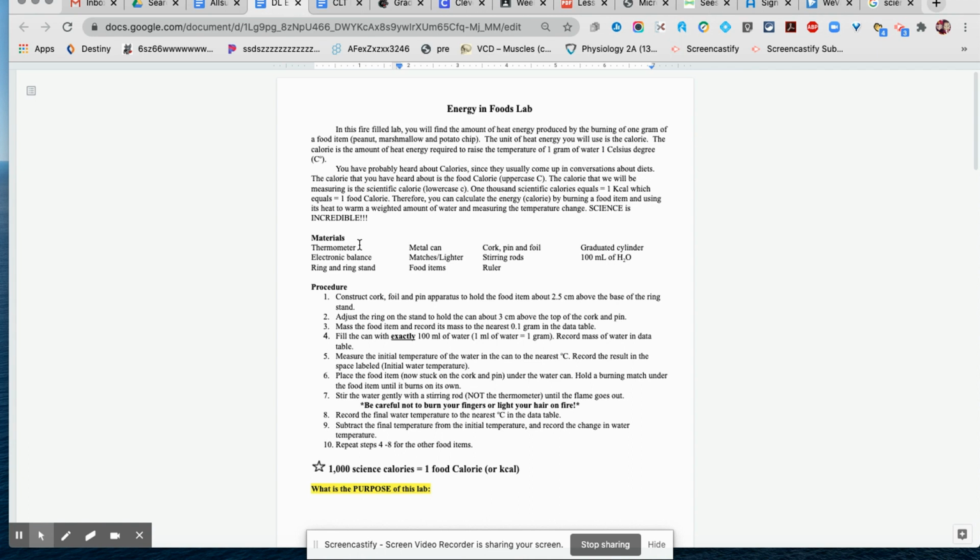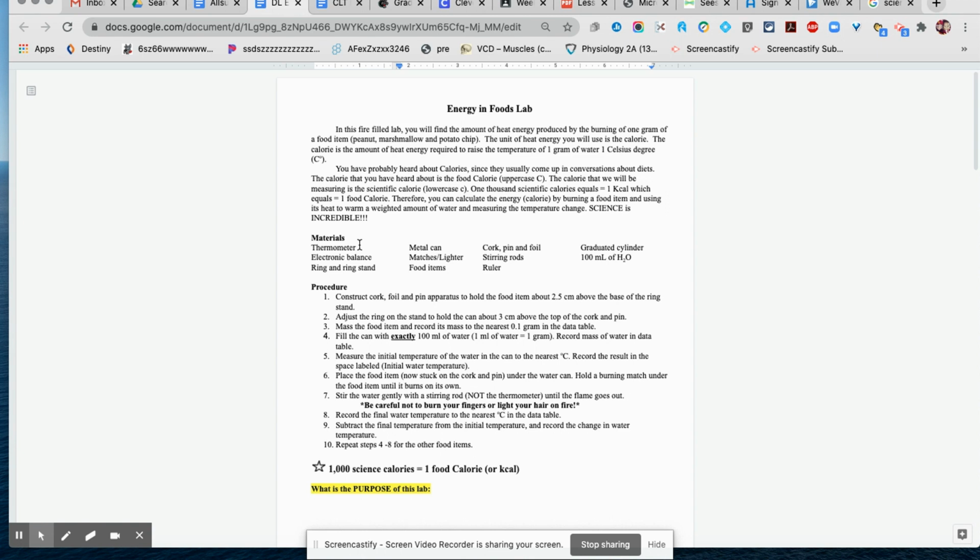Because we want to know calories per gram, we're going to get the total amount of change in temperature, and then we're going to get the total amount of calories by looking at how many grams burned overall. We'll get to the actual calculations in just a little bit.